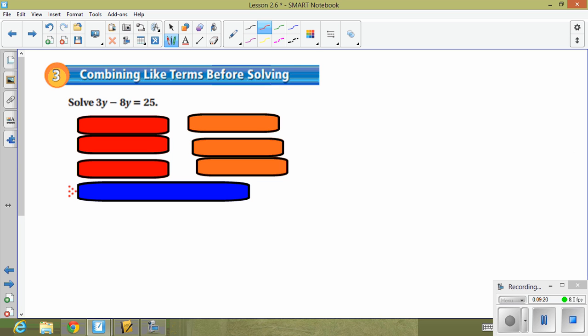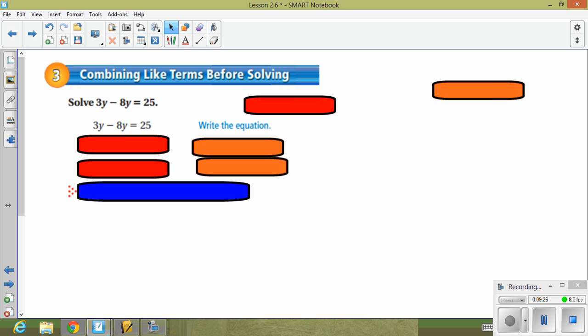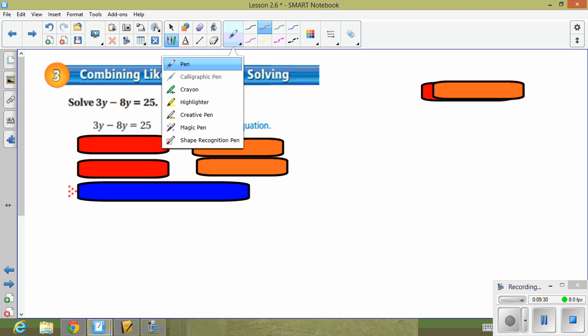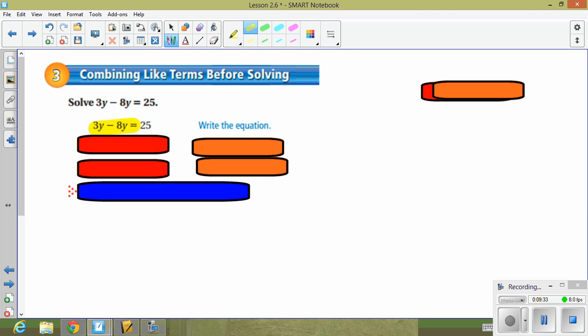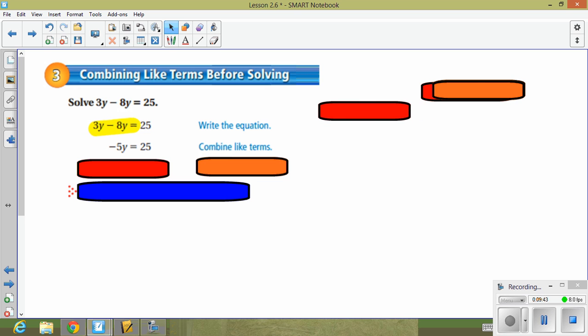All right, and the last problem here, combining like terms. Since we have, on the same side of the equal sign, the same signs. Let me show you here. We have this 3y minus 8y. They're on the same side of the equal sign. What does that mean? Well, we can combine them. We can actually solve and make it one term. So 3 minus 8 is negative 5.